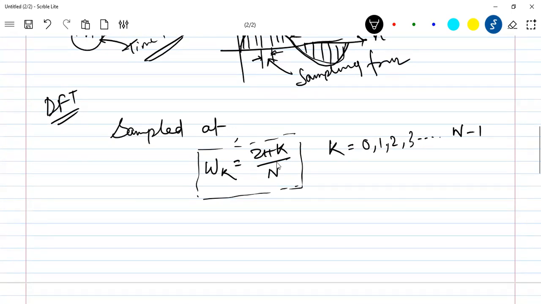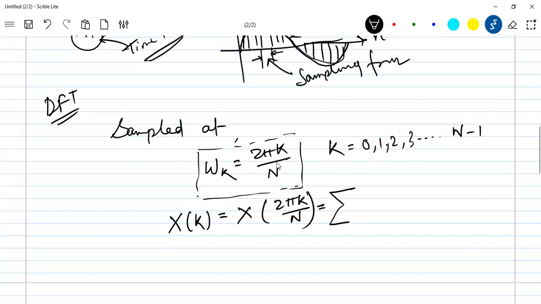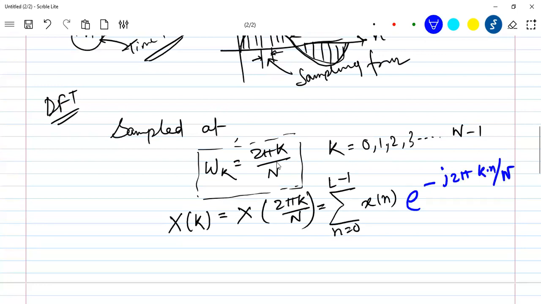So if we apply 2 pi k by N in place of omega, omega k, can we modify the formula in this way? Capital X k, can we write this one? Capital X k equals X of 2 pi k by N. Now again we modify: n equals 0 to L minus 1. This part you know. Then we write x n, and we modify e to the power minus j 2 pi k n by capital N. Can we write?